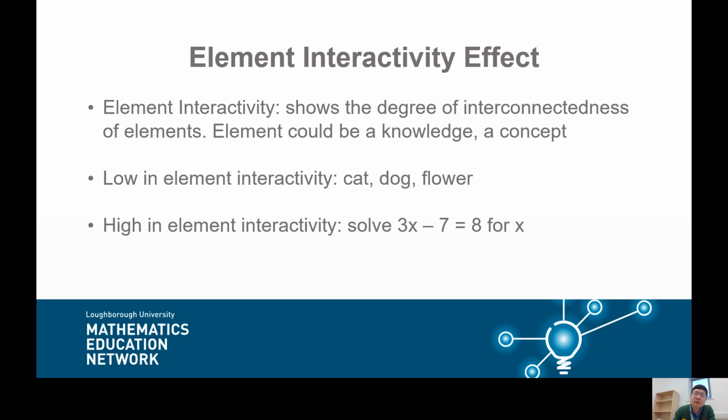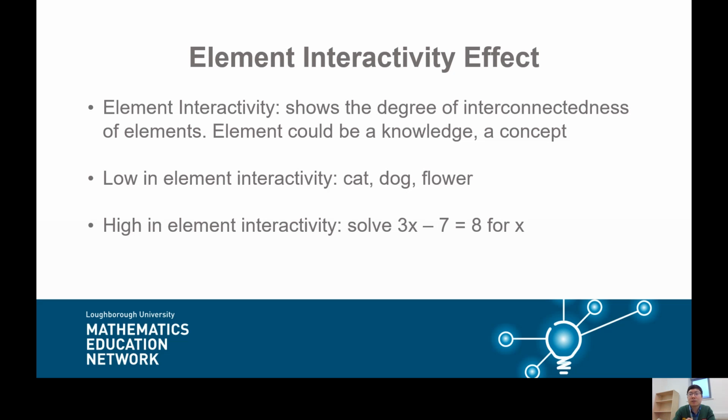The next effect is the element interactivity effect. This effect is also very basic and very important, because it relates to element interactivity. So what is element interactivity? Element interactivity shows the degree of interconnectedness of elements. And an element could be a knowledge, could be a concept.